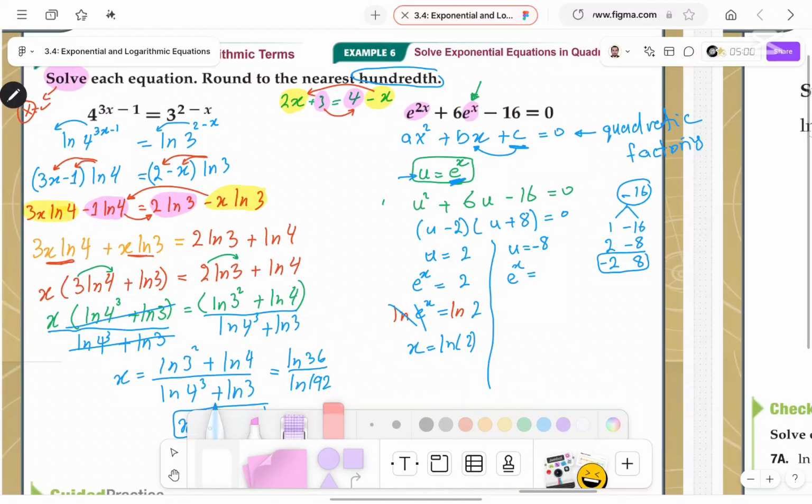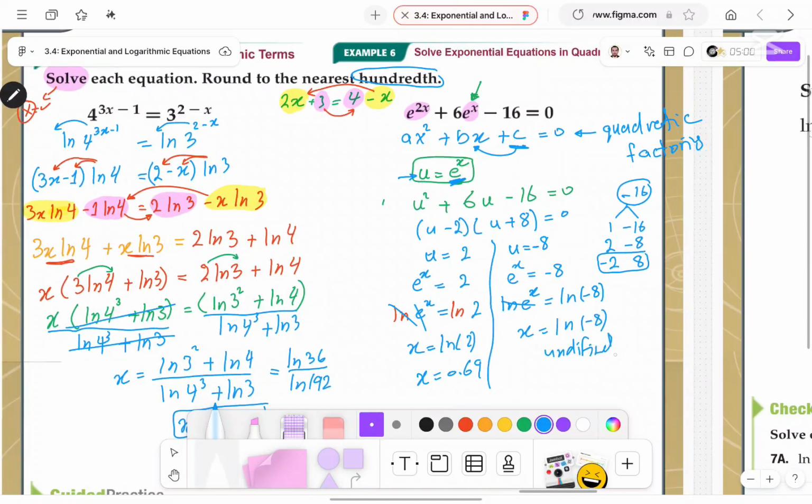So x equals ln 2, which is 0.69. Now for the other one, negative 8, this one is undefined. So we take ln of e to the power of x equals ln negative 8. We cancel these two together, so x is equal to ln negative 8, which is undefined. This is the answer. I hope you understand this.